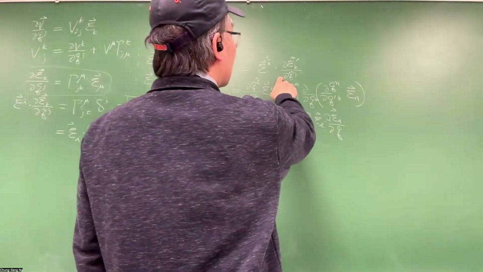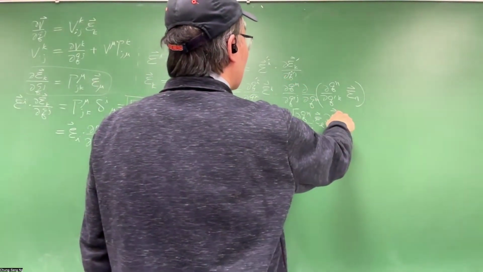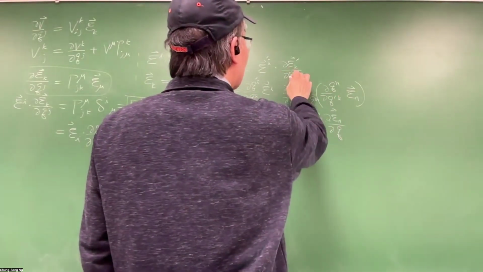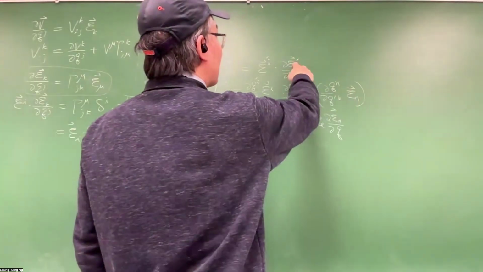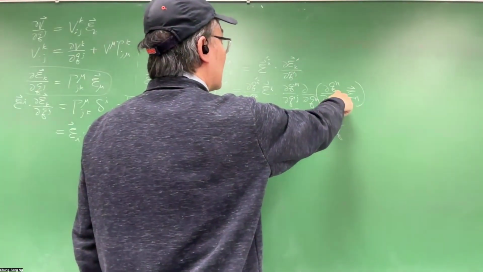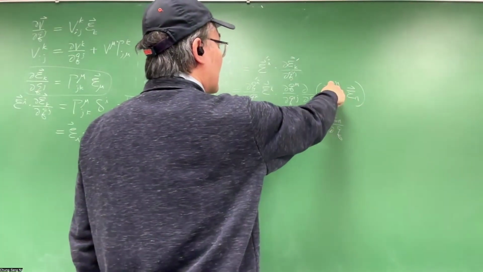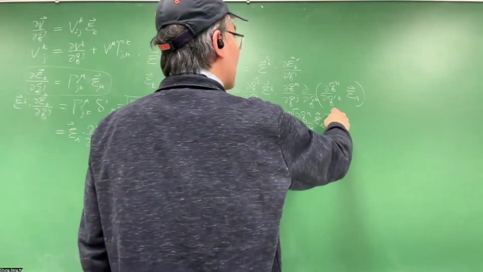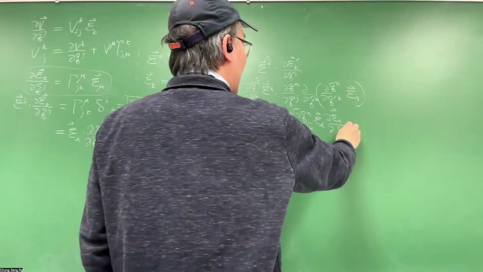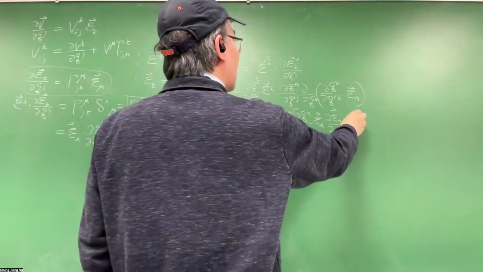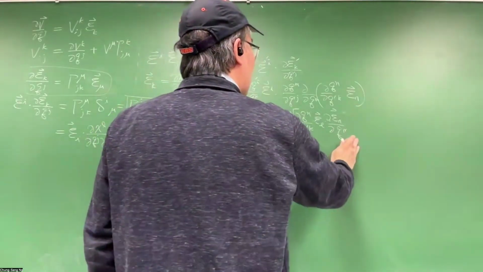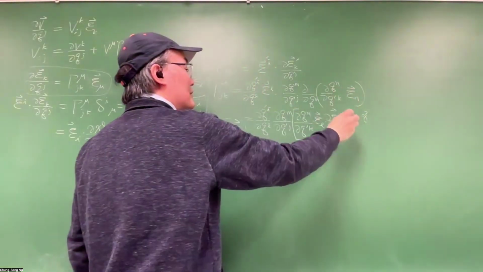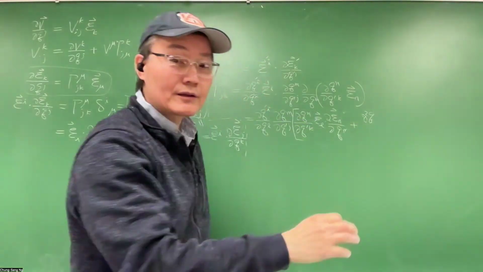This is transforming this one. I think this is fine, but this is partial q_n. And then the second one is operating on this one, outside.